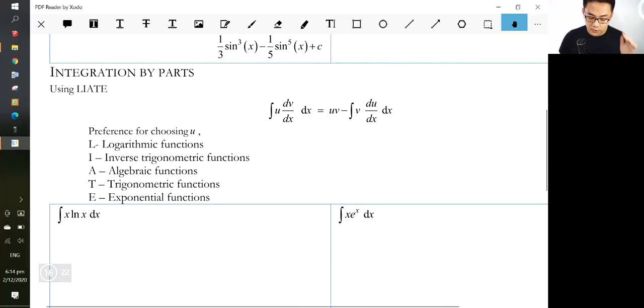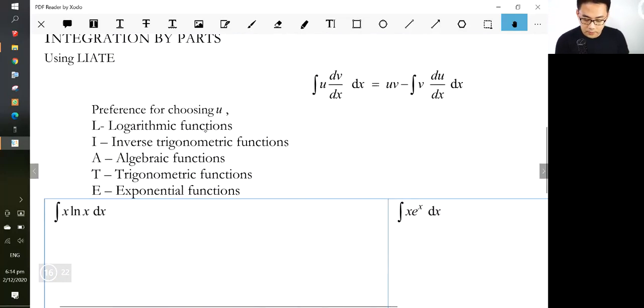So how do we choose your u? We choose your u based on the preference here. So logarithmic function. This is LATE. I never knew LATE until I started teaching. Last time I don't really use LATE.